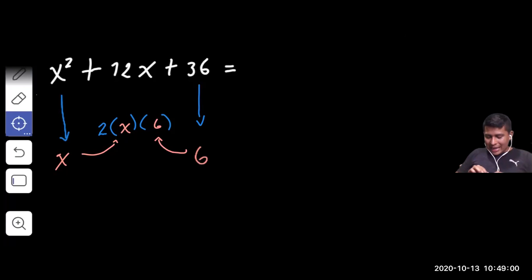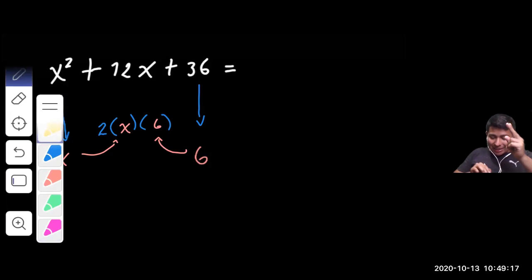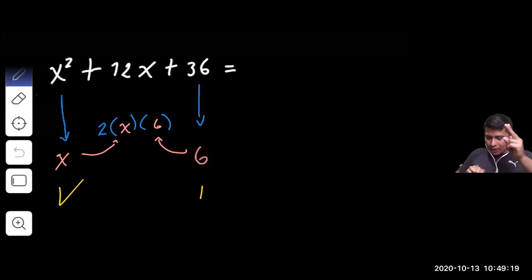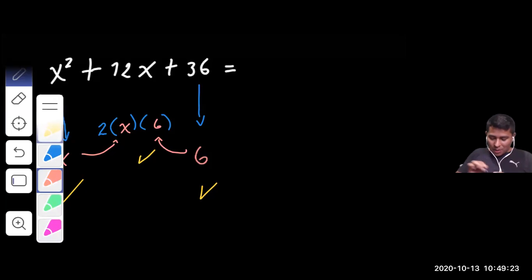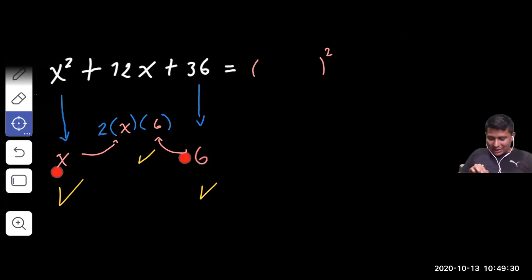Now, guys, is this 2 times the first, times the second, the middle term? 2 times 6 times x is this, guys, or not? Multiply. Yes. 2 times x, 2x, times 6, 2 times 6, 12x. Okay, guys, this is the only thing that you need to check. Everything works. Now what you have to do is use the formula. What is the formula? You put parentheses to the second power, and you only put this, guys.